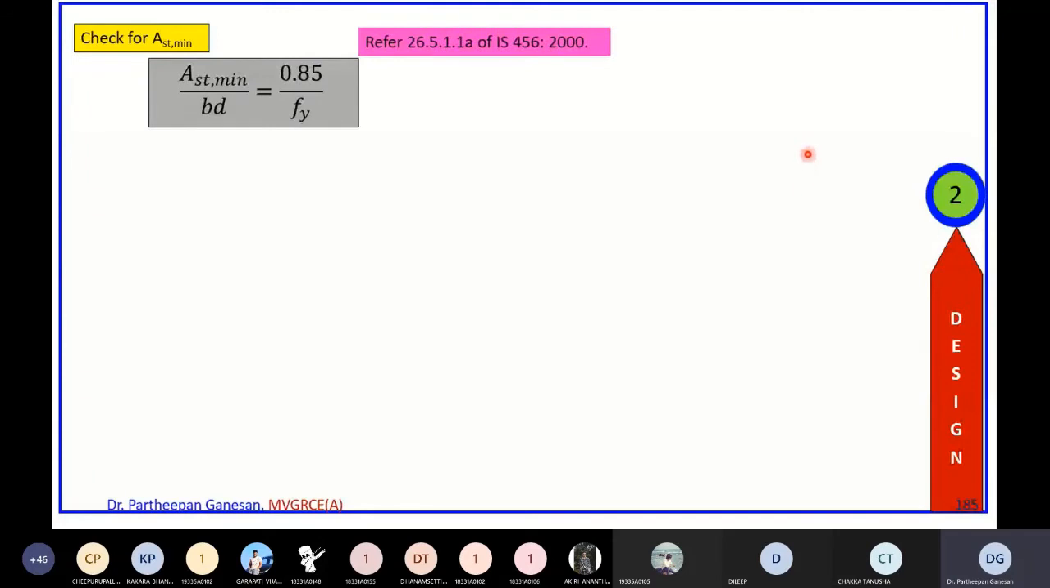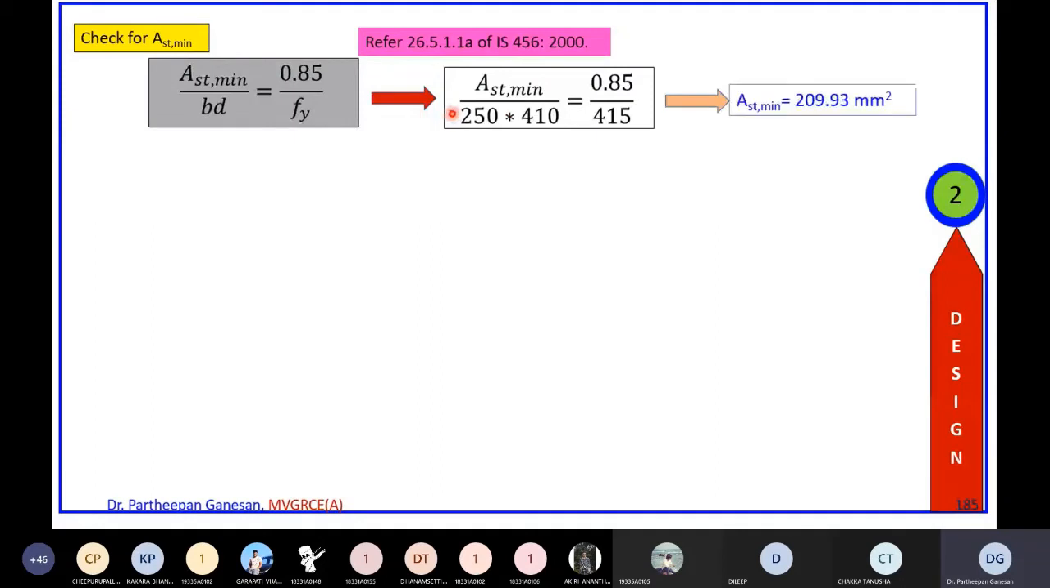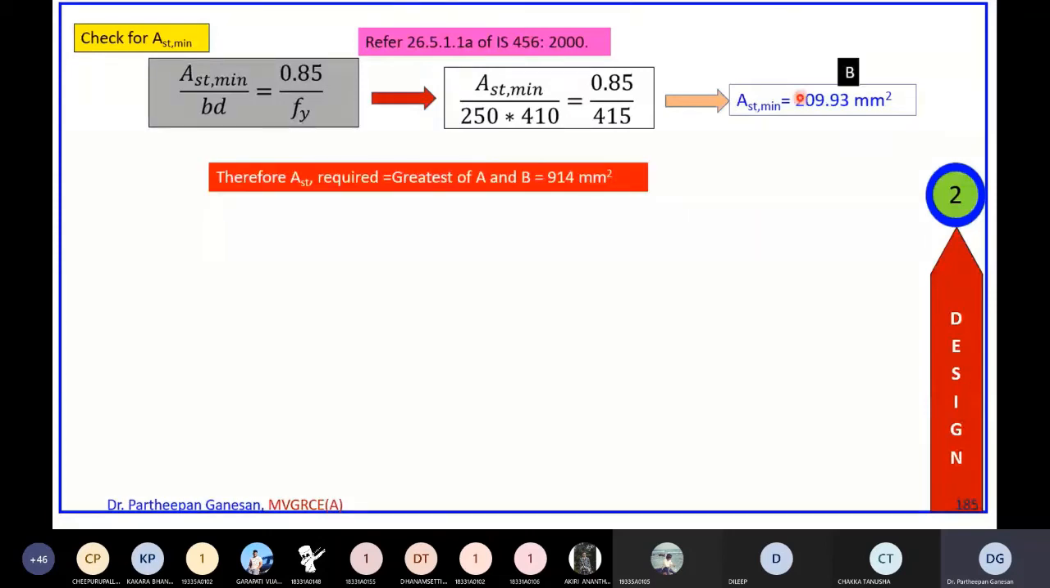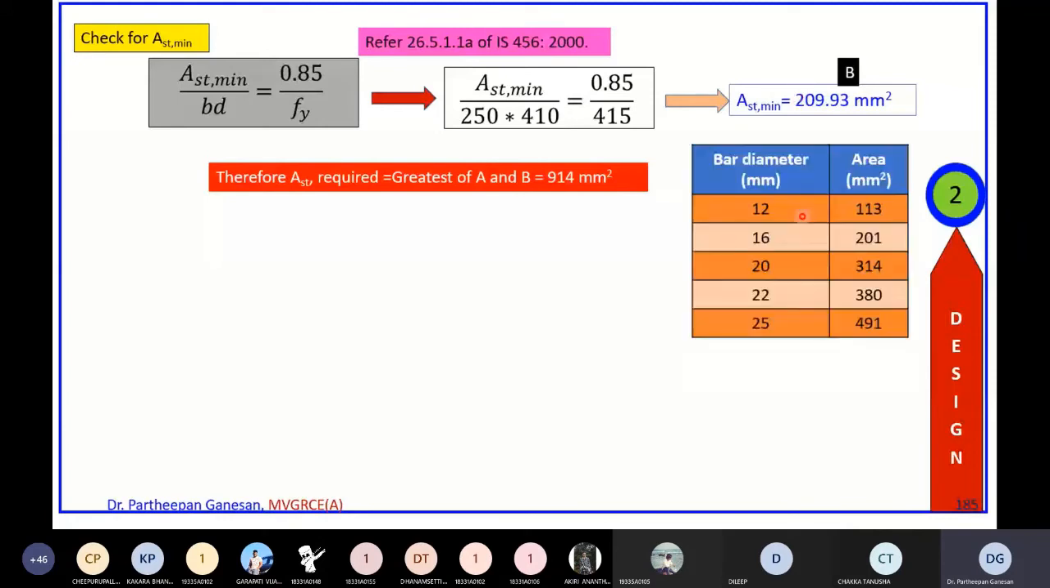So from this we find out, again, this reference you should write: 26.5.1.8 of IS 456. AST minimum is this value, 209.93 millimeter square. This is B. I told you the final AST required is the greatest of A and B. So A was 914, B was 209, whichever is greatest, that is 914.